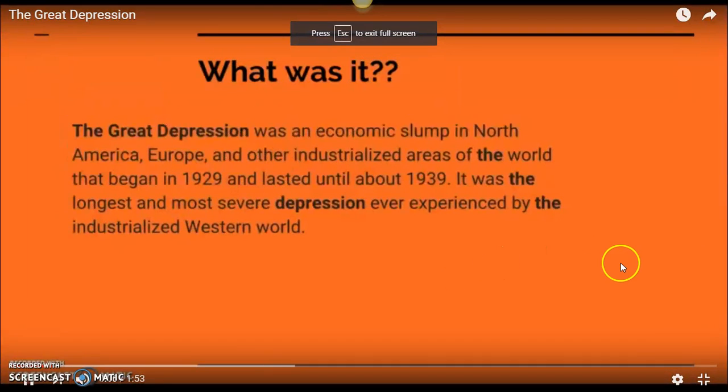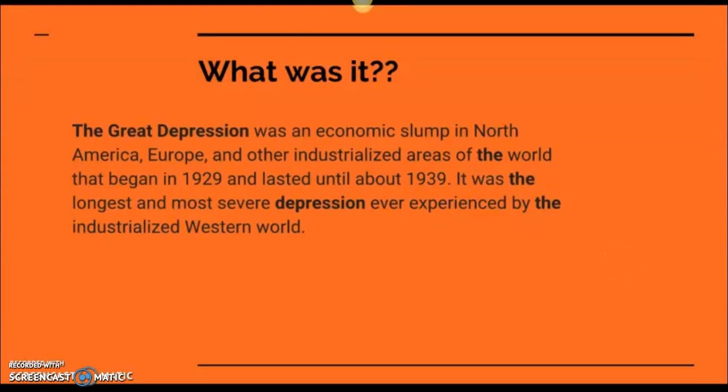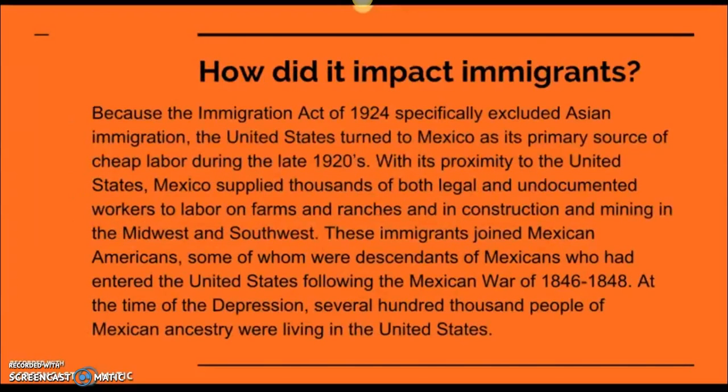What exactly was the Great Depression? The Great Depression was an economic slump in North America, Europe, and other industrialized areas of the world that began in 1929 and lasted until 1939. It was the longest and most severe depression ever experienced by the industrialized Western world. What impact did it have on immigrants?